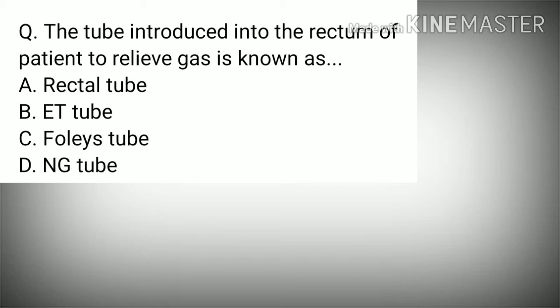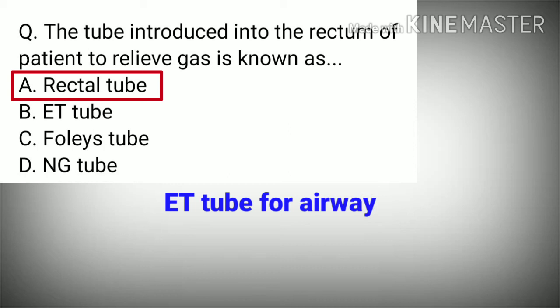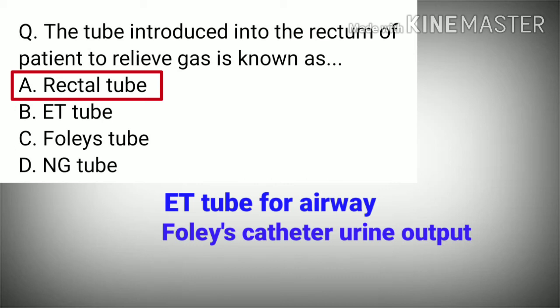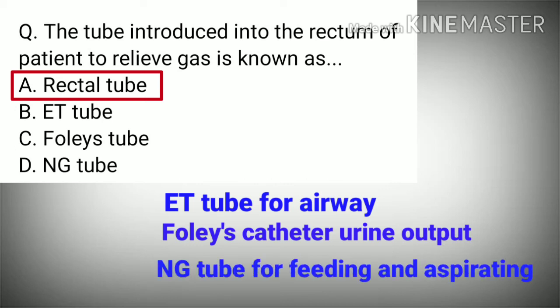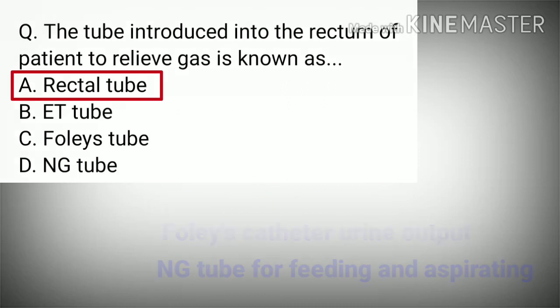The tube introduced into the rectum of the patient to relieve gas is known as: A. Rectal tube, B. ET tube, C. Foley tube, D. NG tube. And the correct answer is A. Rectal tube. Rectal tube is inserted to relieve flatus. ET tube is inserted into the trachea to facilitate clear airway. Foley catheter is inserted for urine output. NG tube is inserted into the stomach through the nostril to facilitate feeding and aspirating stomach contents.